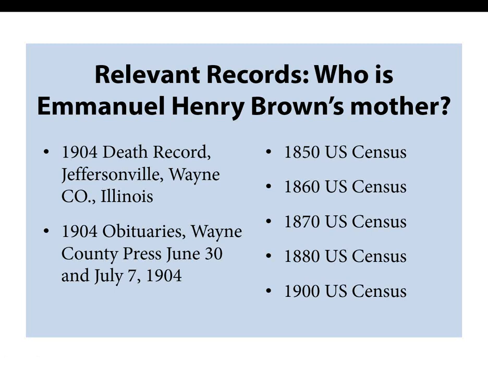So our main goal, so the hard goal, because everyone always says, well, we're going to find parents. Well, in this case, we're going to try to find Emmanuel Henry Brown's mother's name. So we want to build our research plan based on the records that we already have for Emmanuel. So we already have these relevant records that we know are him. We know that this 1904 death record is him. We know the 1904 obituary is for him, and those census records are relevant to him as well.